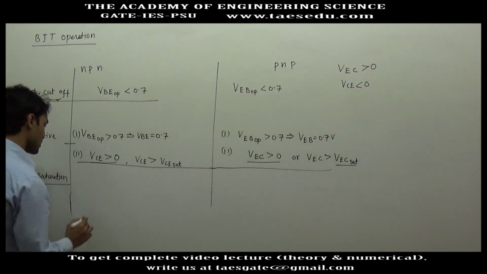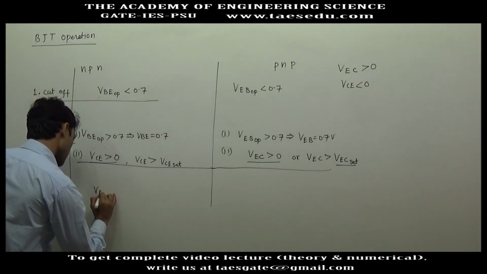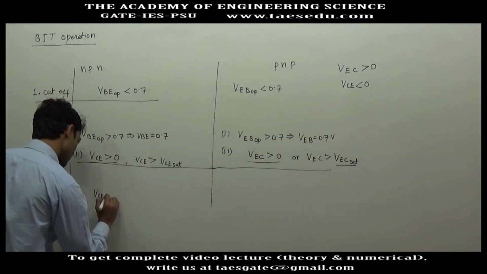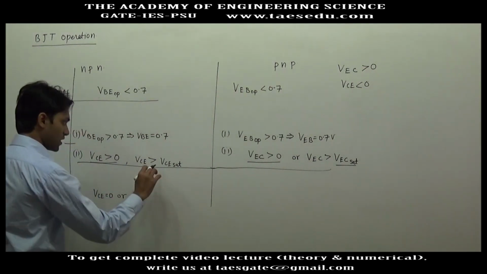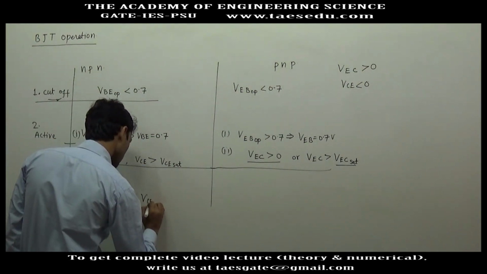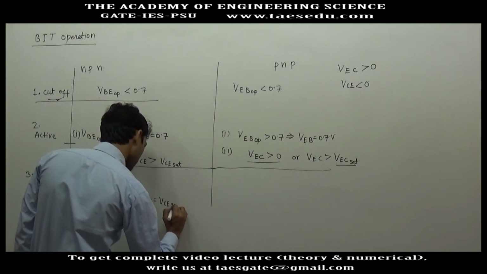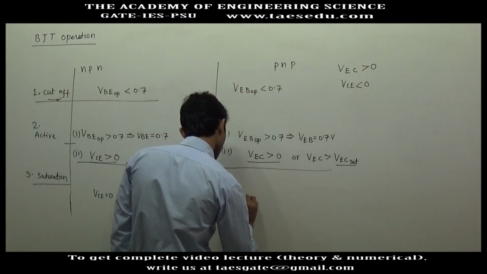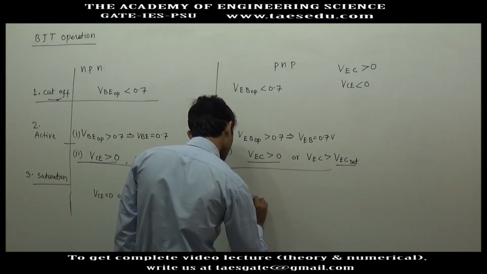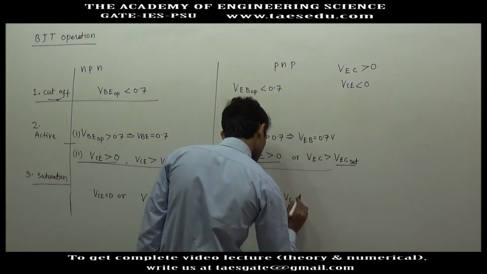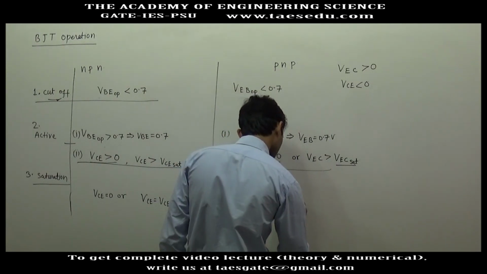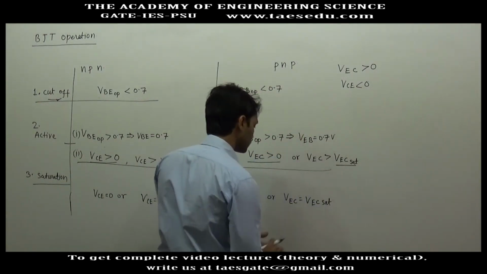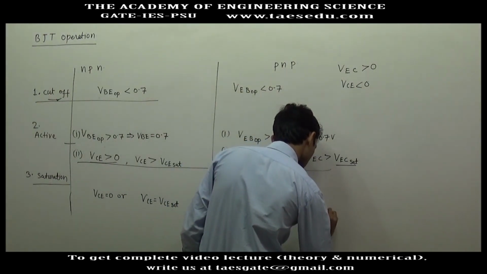And what will happen in saturation region? Either VCE will be equal to 0, or if it has some internal resistance, VCE will be equal to VCE saturation. In case of PNP transistor, either VEC will be 0 or VEC will be equal to VEC saturation.